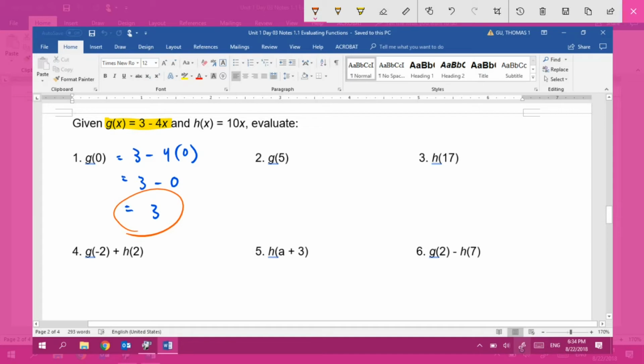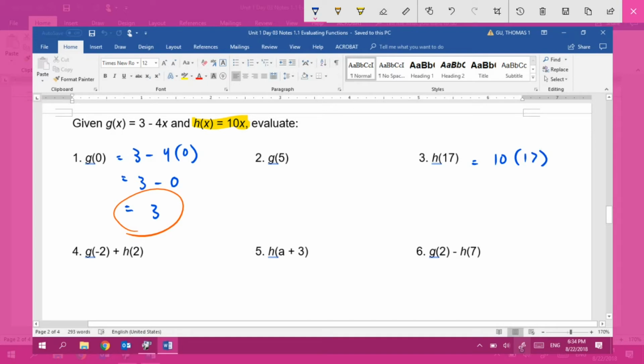Now this is where you have to pay attention. Look over at number 3. It says h of 17. We're not looking at the g function anymore. Now we're looking at this h function. So then h function equals 10x. So instead of x, I'm going to write 17 because they asked for h of 17.